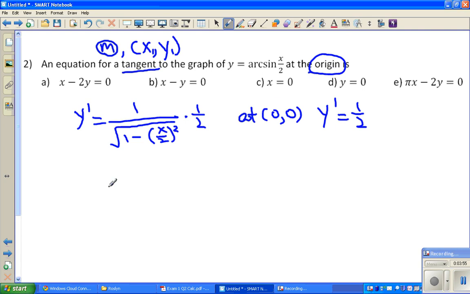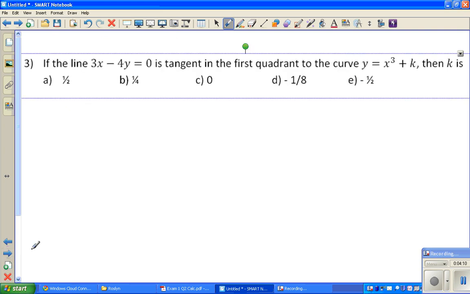Now, since it's passing the origin, our equation would have been this: y equals 1/2 x. But you will realize that this will be only equal to choice A. Hence, choice A is our answer.